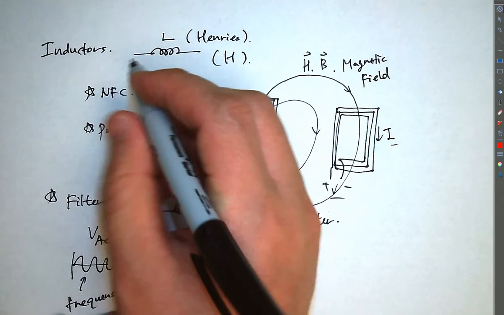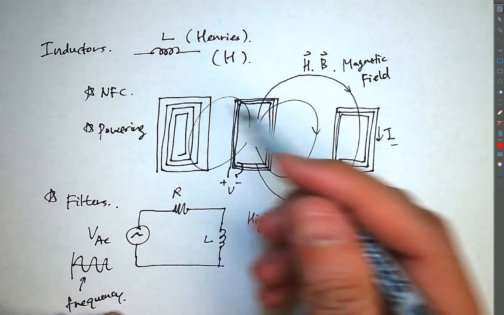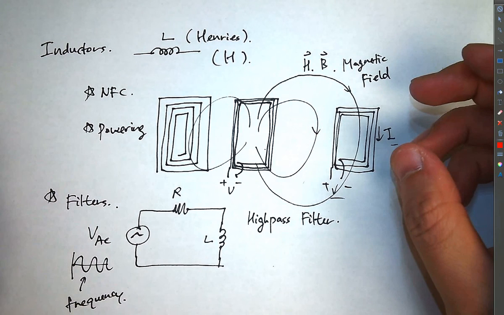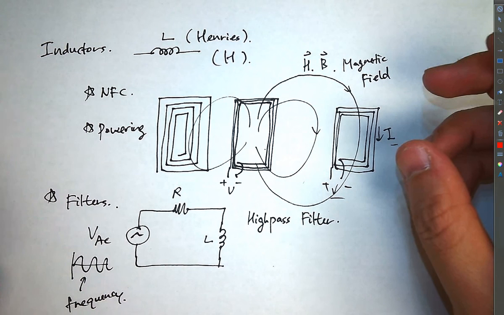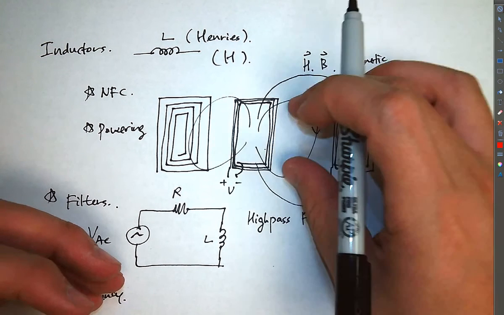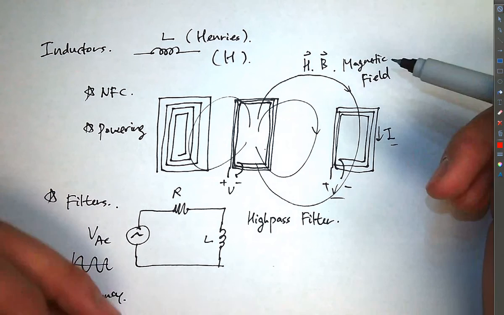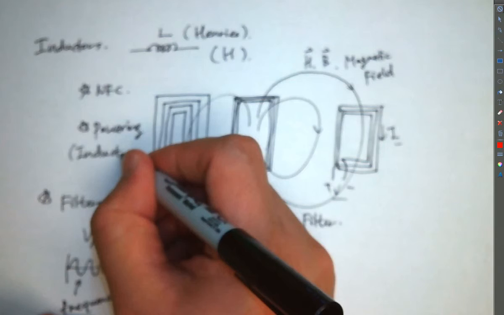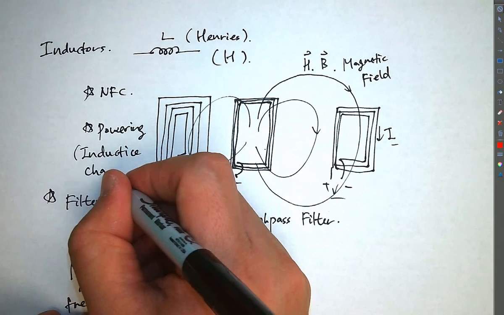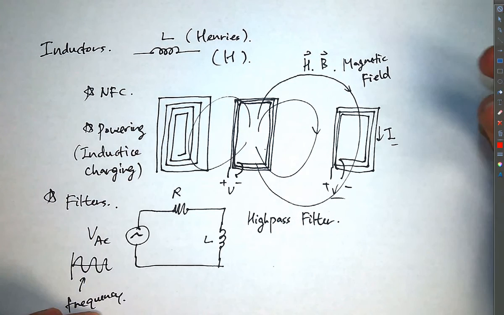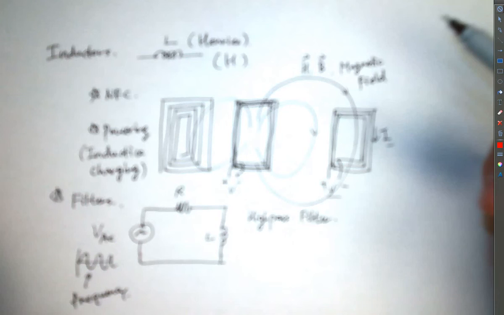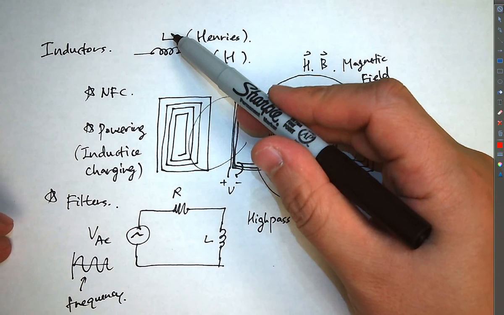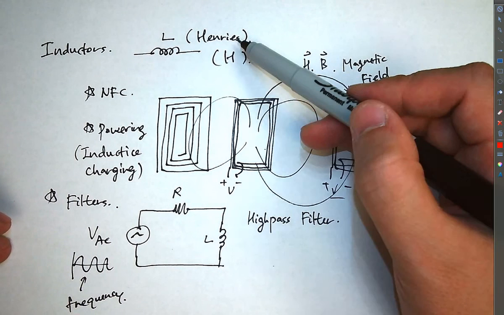This is inductive powering, because the phone doesn't have to touch anything. It doesn't have to be plugged into anything. There doesn't need to be any contact. As long as it's close to these magnetic fields, it will charge up. So this is inductive charging. Okay, so you can think of this as also wireless charging as well. So inductors have a lot of different applications. Okay, so here's a circuit symbol, the name, also the units, and the applications.